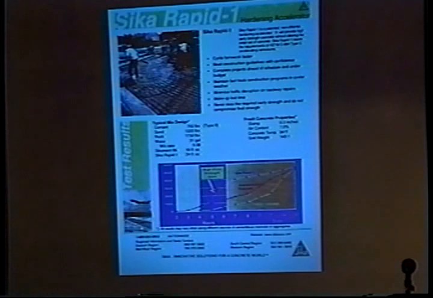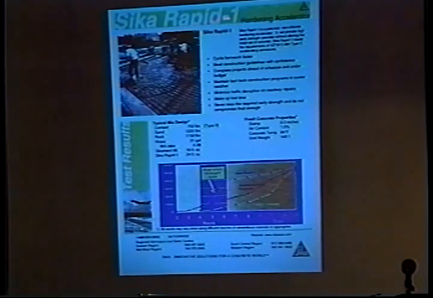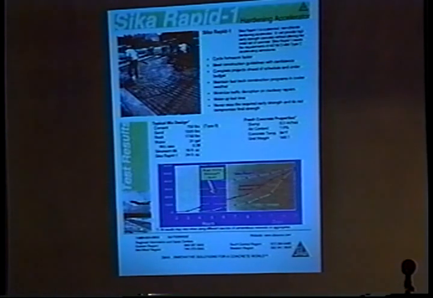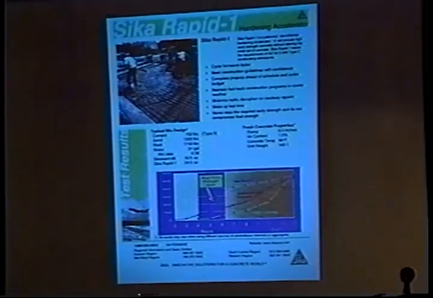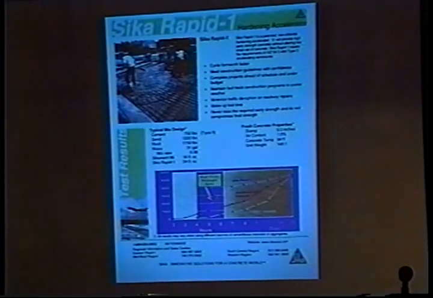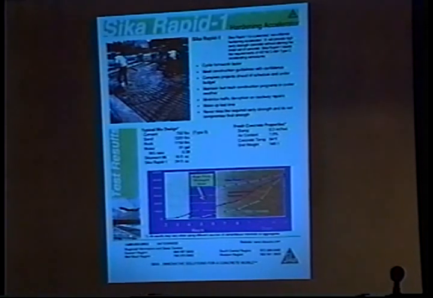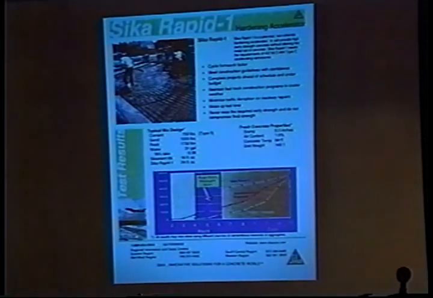Here's another material that we've used actually in pavements. This is a Sika product, which is another chemical admixture. It's called a hardening accelerator, and it allows you, especially in colder weather, to still maintain fast-track construction, minimizing traffic disruption, which is everybody's concern these days.